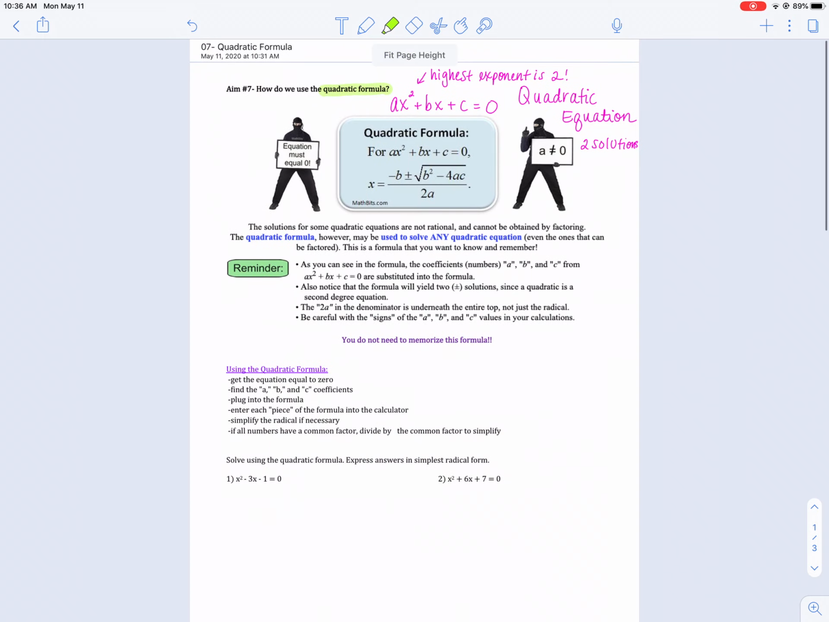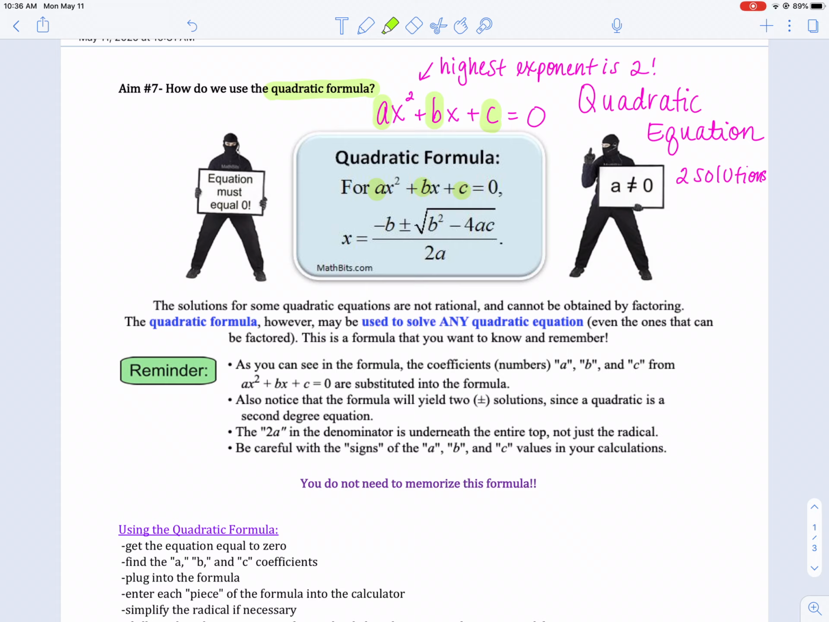Your A value is just the number coefficient in front of your x squared term. Your B value is the coefficient in front of your x term, and your C value is the constant. So here is the quadratic formula. And a lot of people sing it like Pop Goes the Weasel. I will do it for you. So it's x equals negative b plus or minus the square root of b squared minus 4ac all over 2a.